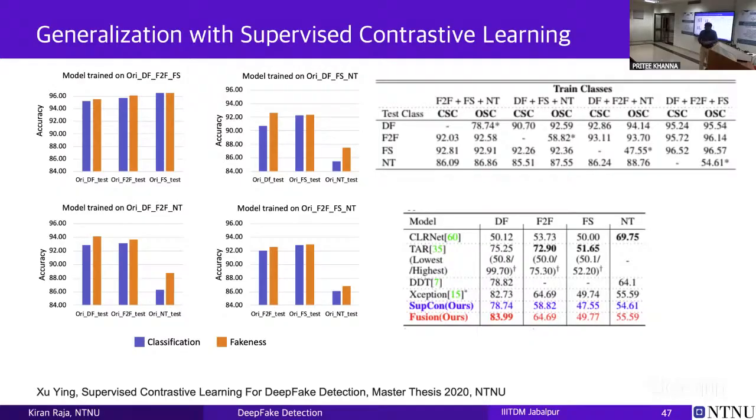Then there is an open problem with the neural textures, which we will see later today. Whatever you do, the accuracy dangles between 50-60%. It's not improving very much at all. There is a different family of attacks.